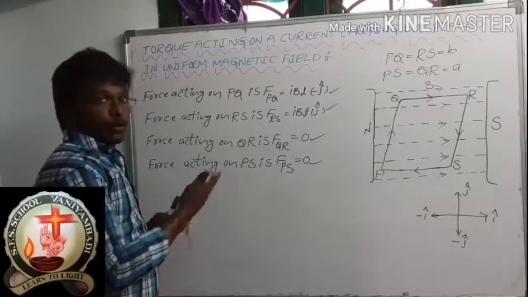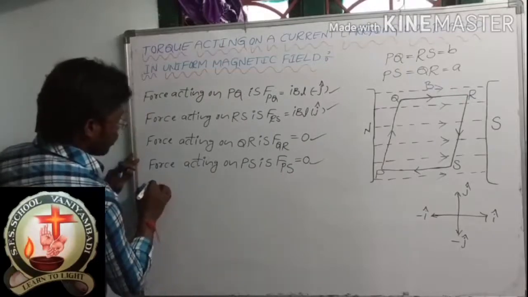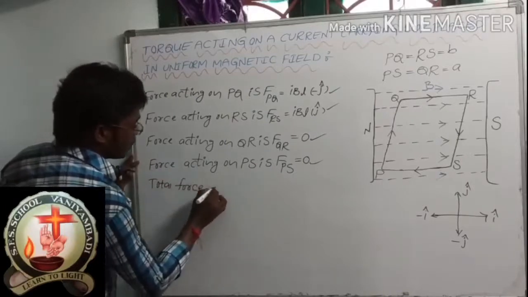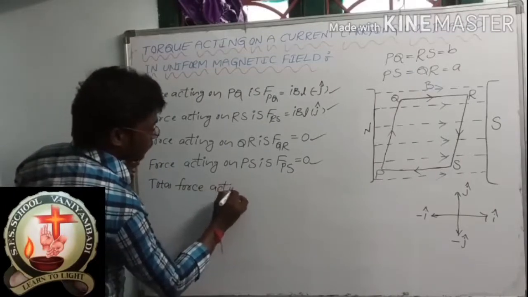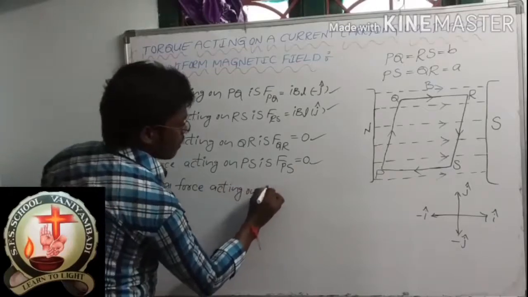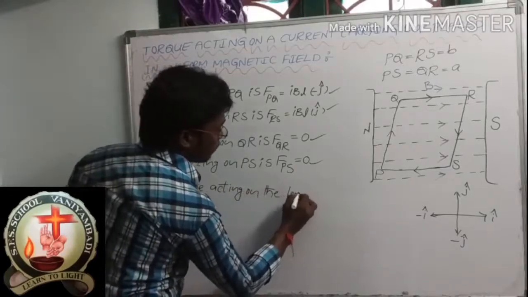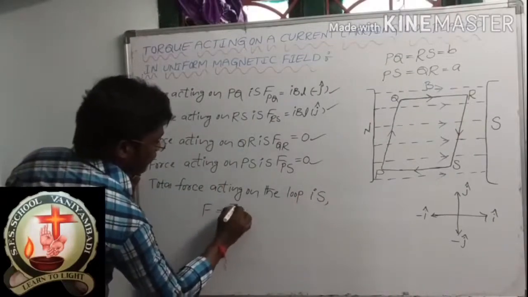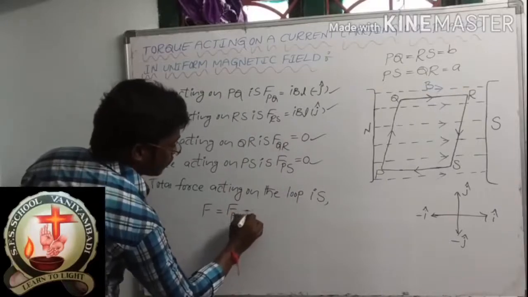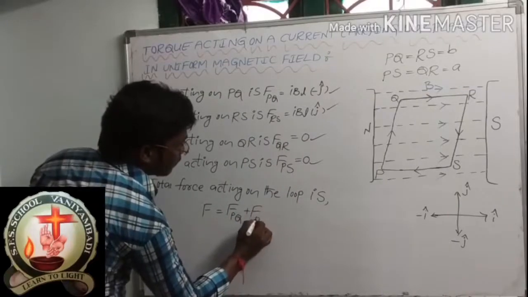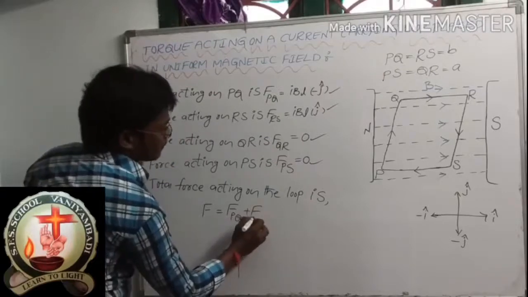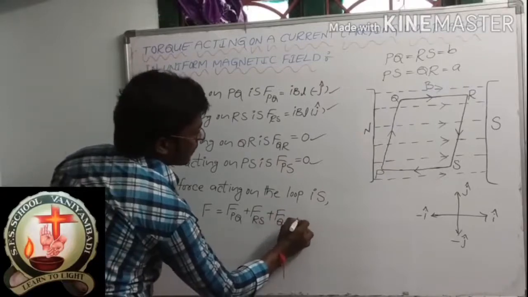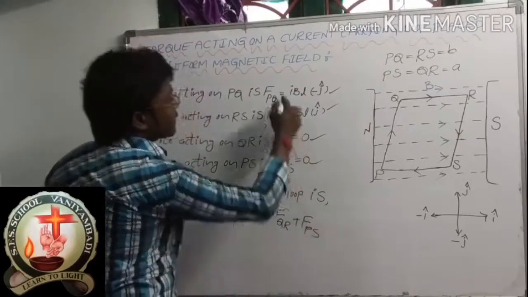Okay, individually. But total force we need now. Total force acting on the loop is F is equal to F_PQ plus F_RS plus F_QR plus F_PS. I added these four expressions.